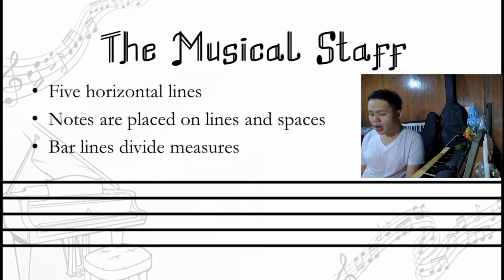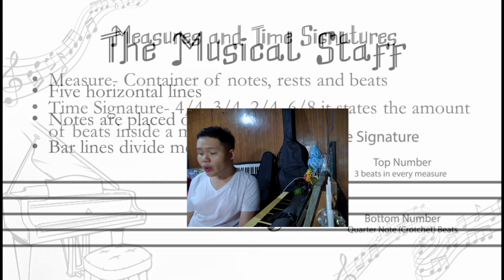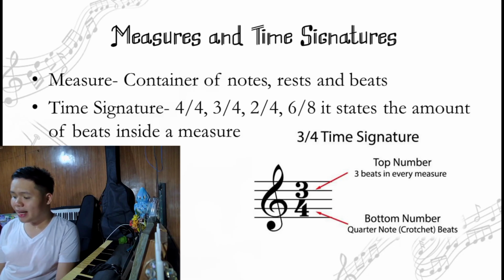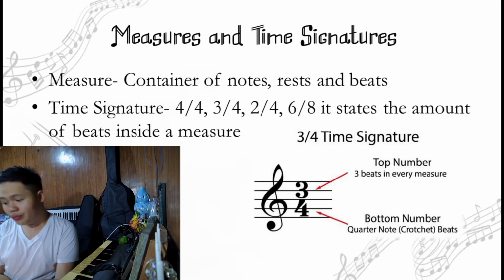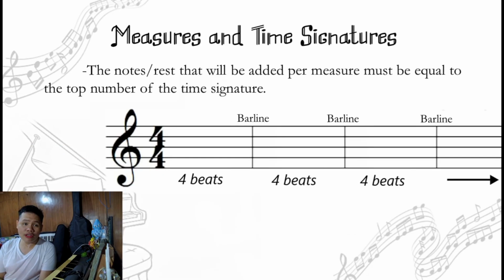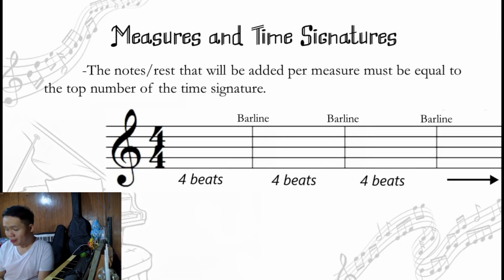The measure is the container of notes, rests, and beats. And here are some of the common time signatures that we use. We have 4/4, 3/4, 2/4, and 6/8, and they state the number of beats inside a measure. For example, let us first decide our certain piece is 4/4. It means that every measure is 4 beats separated by a bar line, 4 beats separated by a bar line, and so on and so forth.